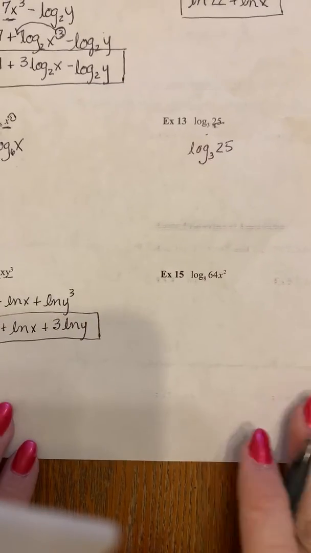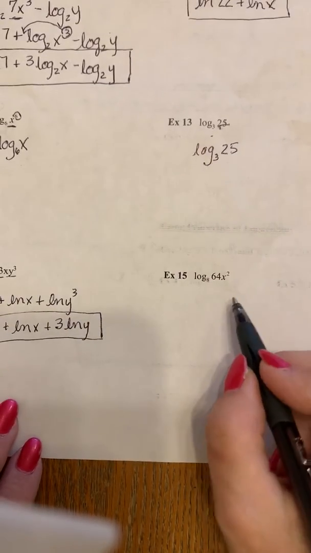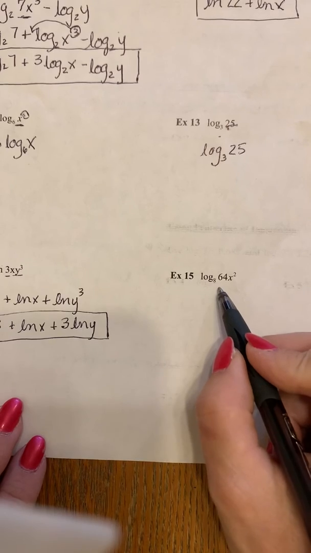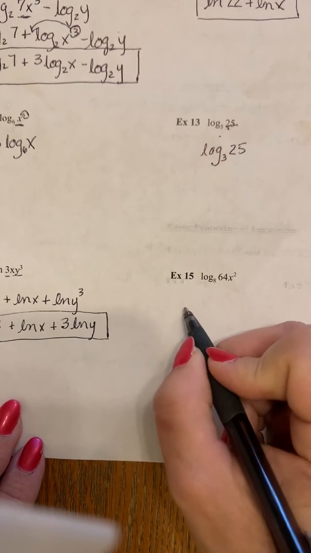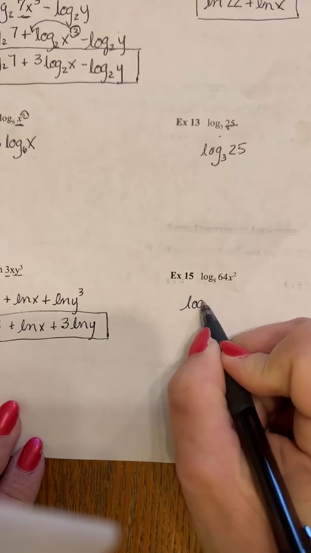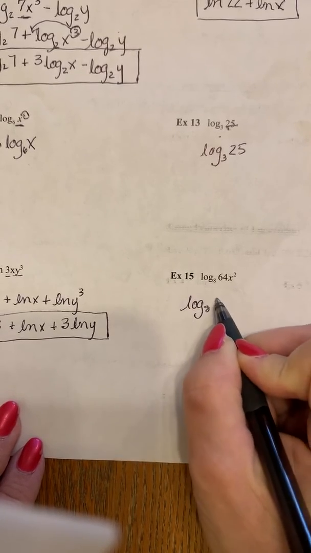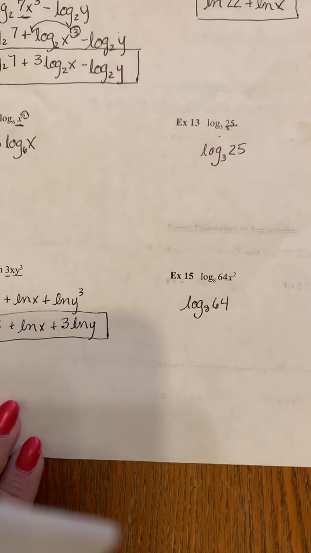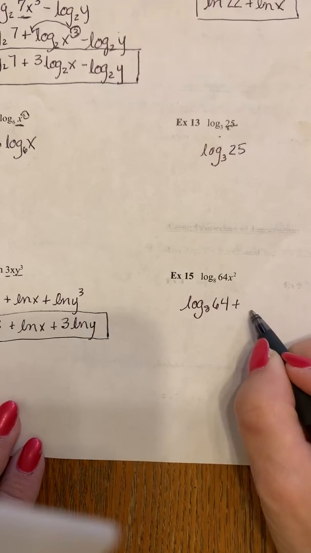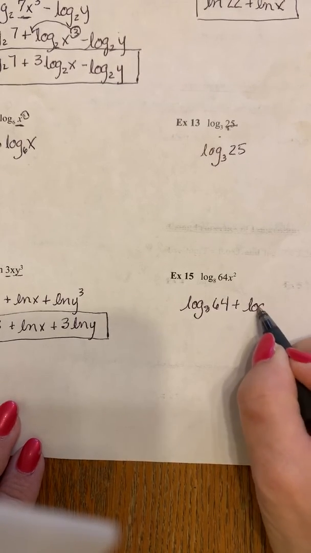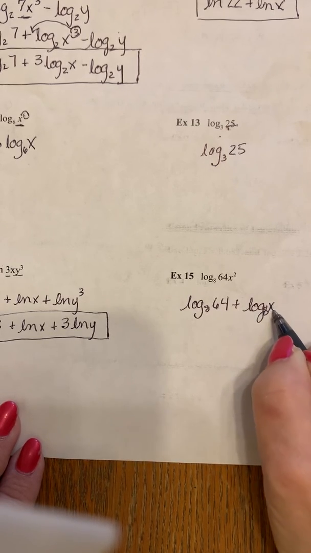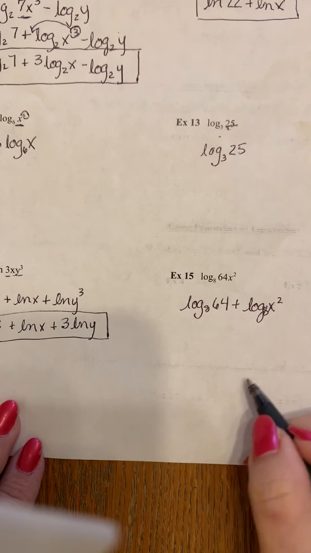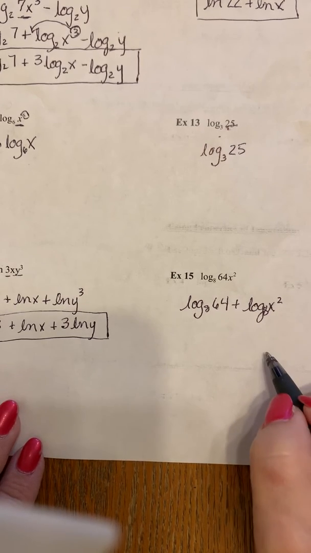Now I'm going to move this one over. And we have the log base 8 of 64x squared. So first off, we're going to take this and separate it as being the log base 8 of 64 plus the log base 8 of x squared. Now that 2 can come down in front.